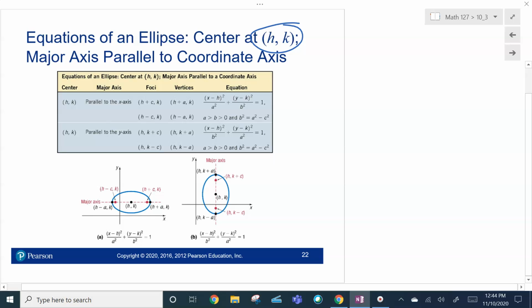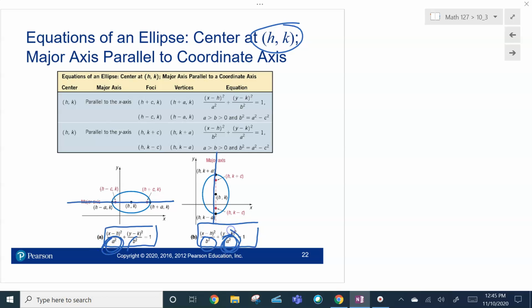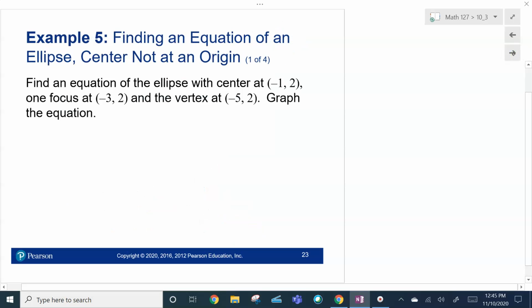If the major axis is parallel to the x-axis, in other words the major axis is horizontal, then instead of x squared over a squared plus y squared over b squared, you have (x minus h) squared over a squared plus (y minus k) squared over b squared. If your major axis is vertical, now you have your b squared first, underneath your (x minus h) squared. Remember, a is bigger than b, so a squared is where that a squared goes. All right, so let's do some examples here.